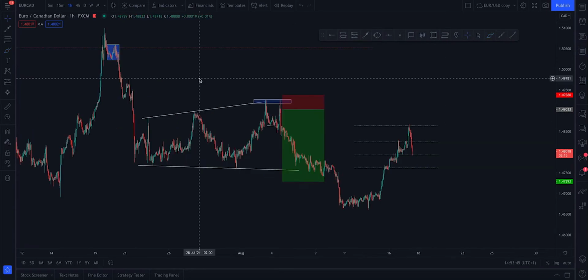So that's the trades that I took on this pair. And now what I'm looking for is how price reacts to these fib levels here. Because now that price has broken the pattern, I plotted in the fib levels from this high to this low, and I'm just going to look and see what happens.